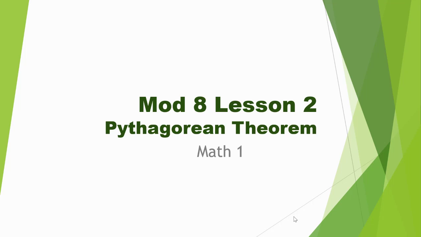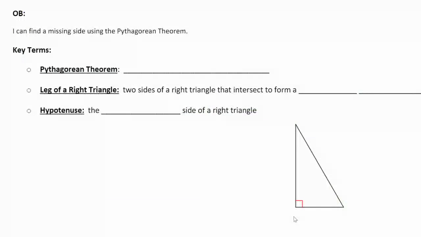In this lesson, Mod 8 Lesson 2, we're going to be looking at the Pythagorean Theorem. The Pythagorean Theorem is a relationship that we have with the sides of a right triangle. When we talk about a right triangle, we're looking at a triangle that has one right angle. The two sides that form that right angle we call the legs of the right triangle.